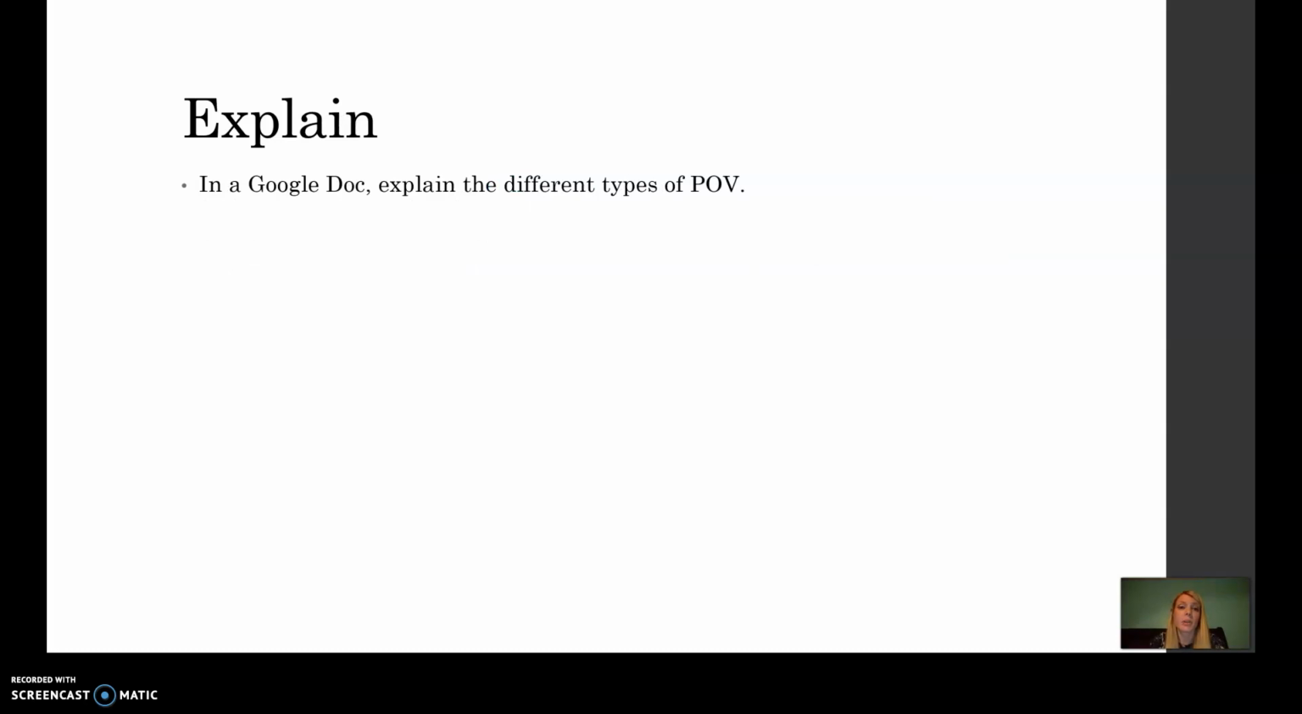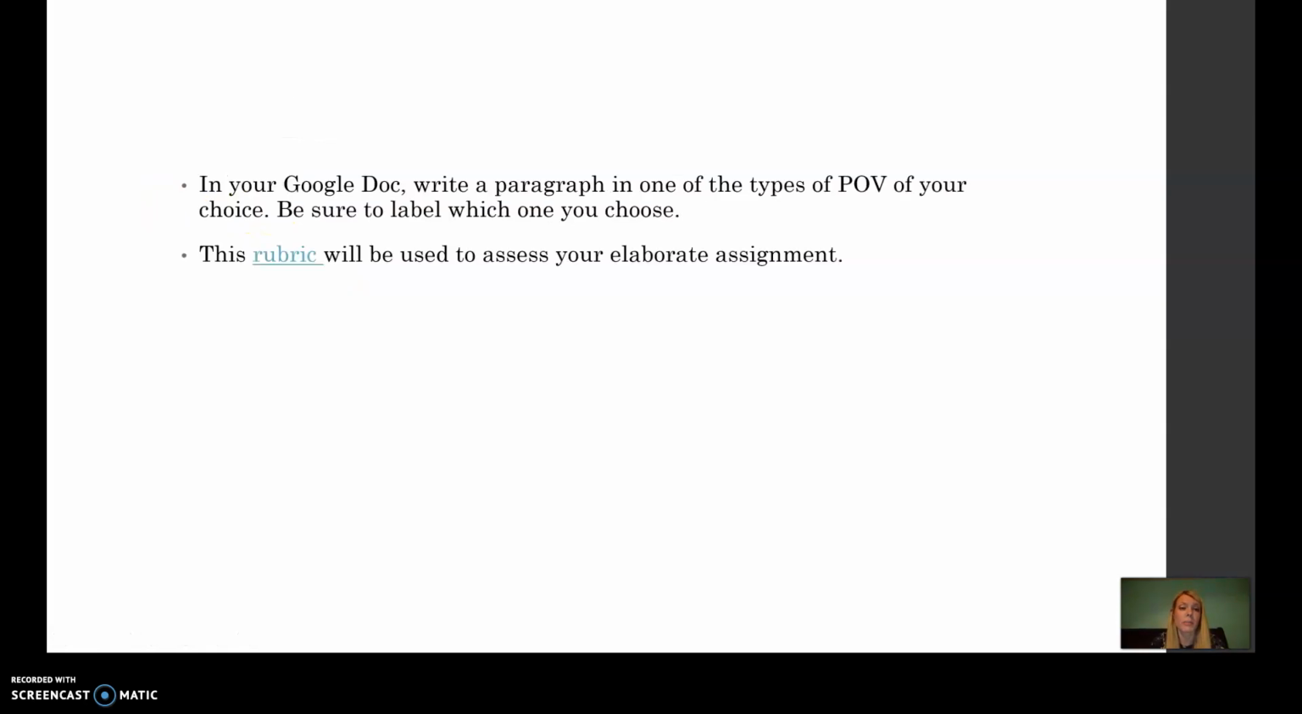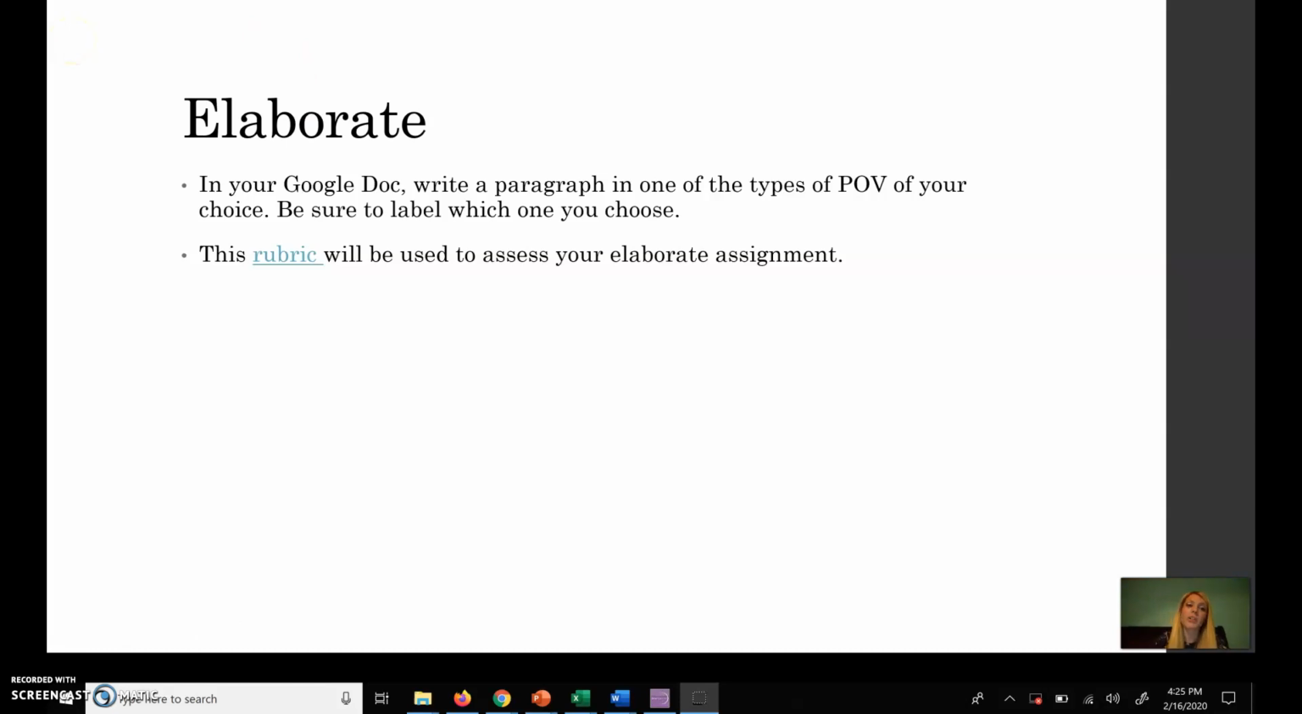All right, for the explain portion, in a Google Doc, explain the different types of point of view. For the evaluate portion, I'd like you to take this quick quiz to see what you learned about point of view. For the elaborate portion, in your Google Doc that you already started, I'd like you to write a paragraph in one of the types of point of view of your choice, and I'd like you to label which one you choose. And there's a rubric to show how you'll be scored.